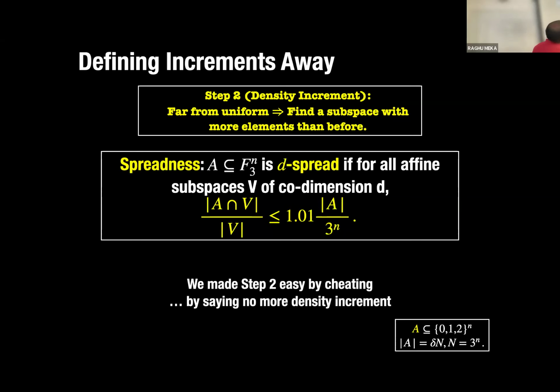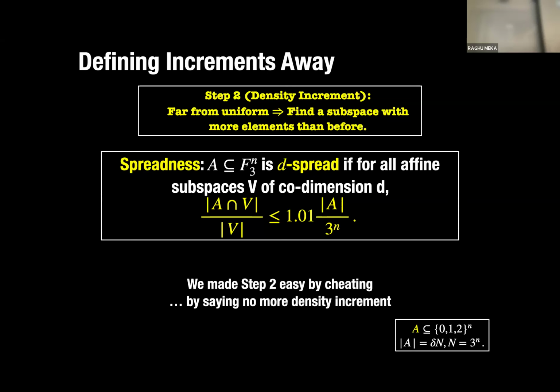So what do I mean? Just think of the statement. What are we saying? That if I'm far from uniform, then there is a subspace with more elements than before. So I don't want this to happen. I'm just going to look at the contrapositive and make it my definition of being close to uniform. I'm going to say I'm close to uniform if there is no subspace under which I have more elements than before. I've just made it a tautology. But then the first step will become hard.